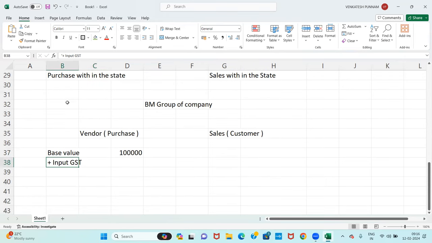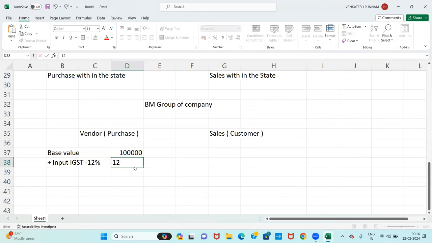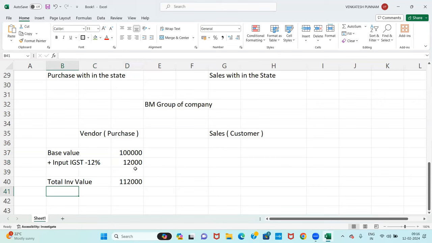Let us imagine I am purchasing from one state to another state. I name it as IGST. Just the terminology will change. So how much GST do I want to calculate? Let us assume 12%. So 12% means how much tax? 12,000. So how much is the total invoice value? One lakh twelve thousand.